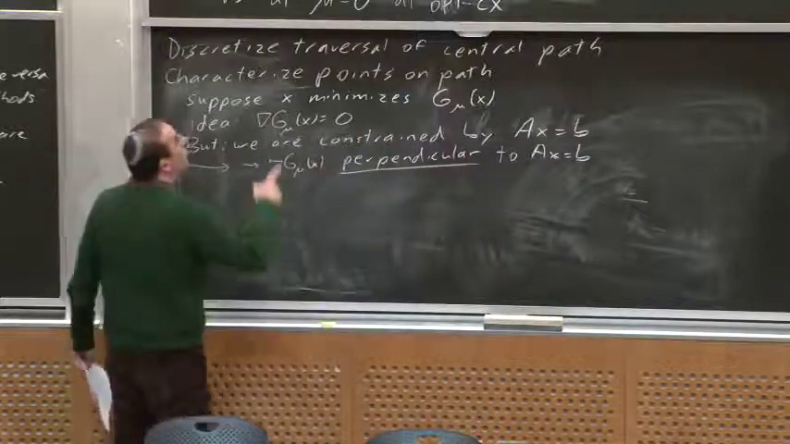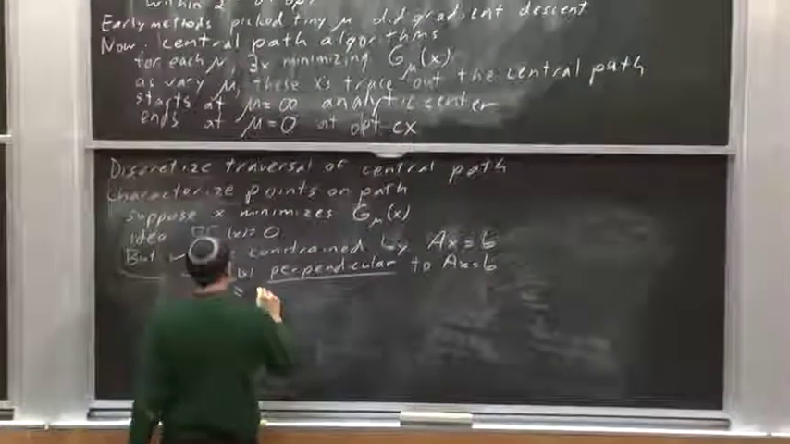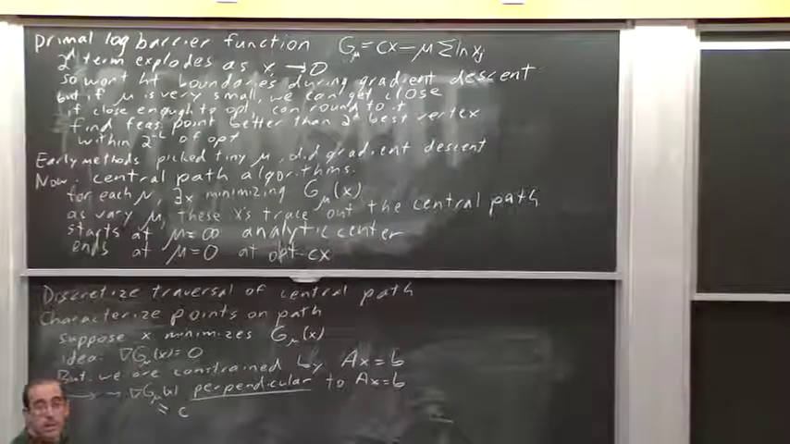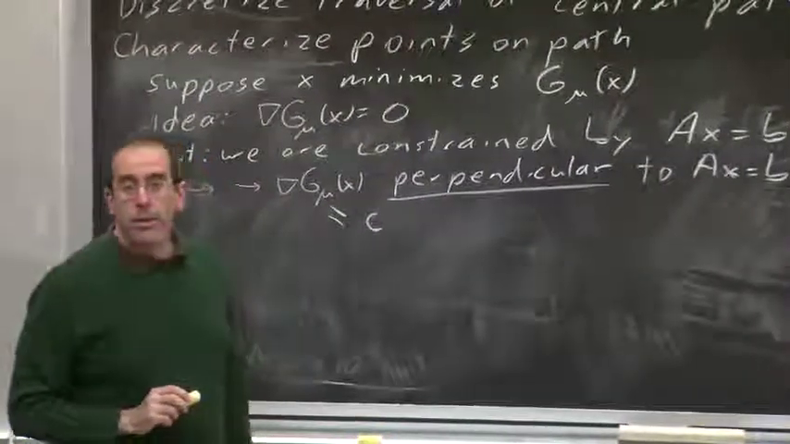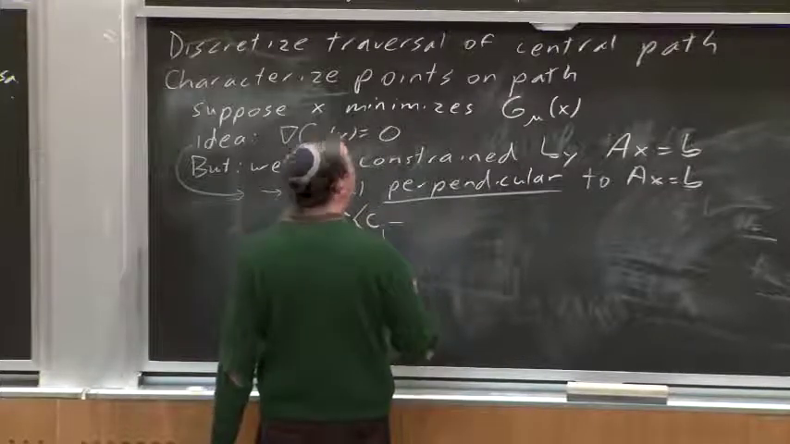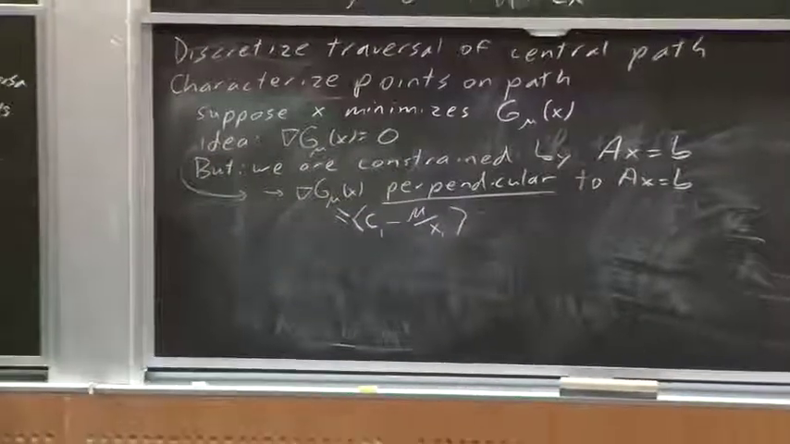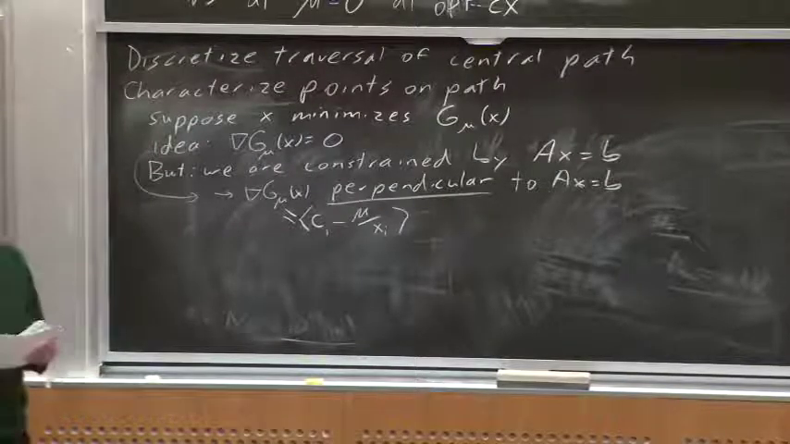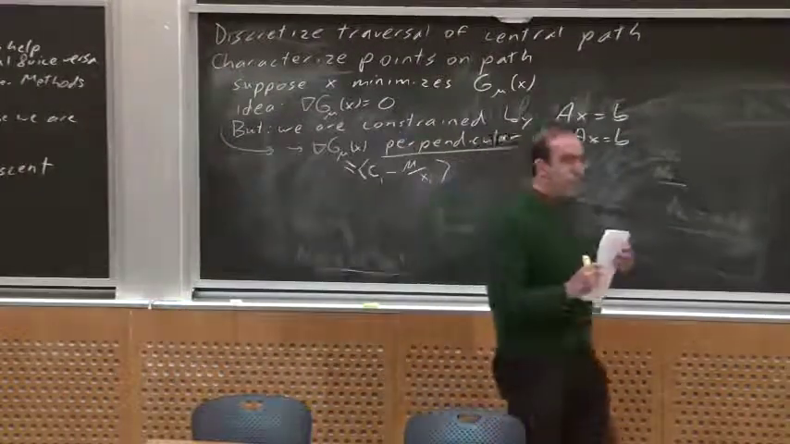Now, it's also worth writing down the form of the gradient, right? This is equal to, well, we've got a c, the gradient of c dot x is just c. And what do we get out of the second term? Well, in each coordinate, we have a 1 over x_i in that coordinate. So the gradient is basically this vector of values c_i minus mu over x_i. And that vector of values needs to be perpendicular to the constraints Ax equals b. Okay. But what does that mean?